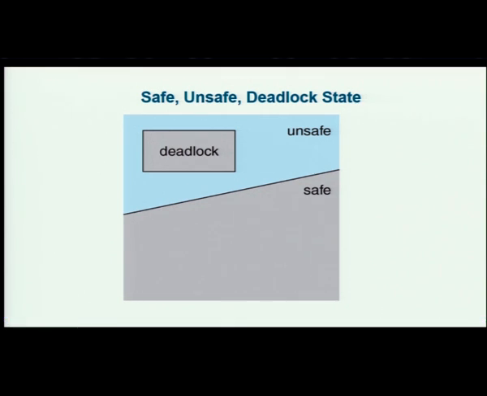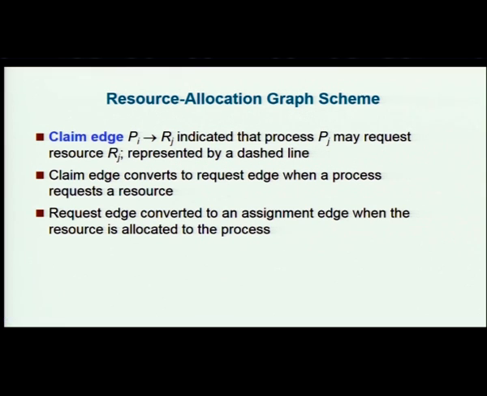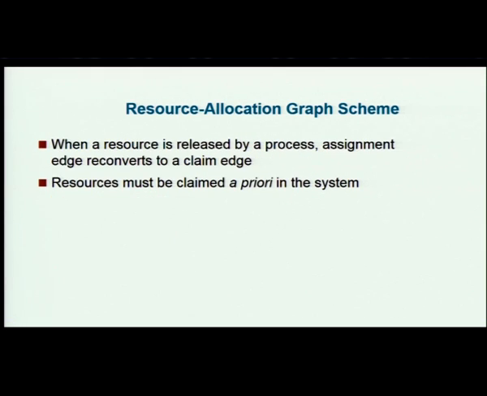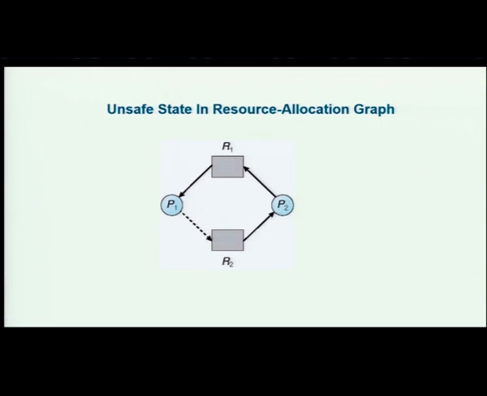Deadlock will simply tell the entire process is busy but nothing else is happening. It appears busy but nothing else is happening. So we talk about Banker's algorithm. Claim edge Pi to Pj. This is the way in which it is represented.